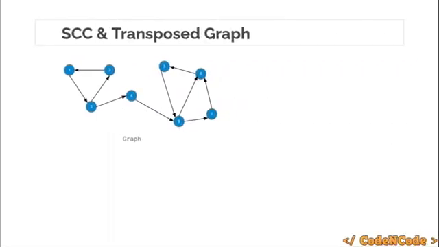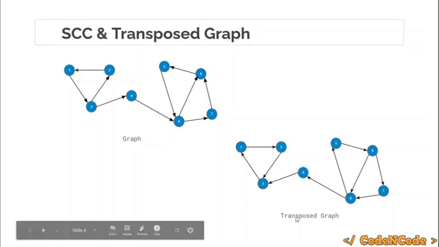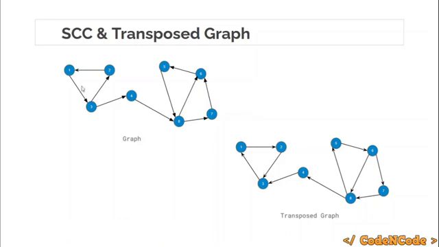Now, strongly connected components and the transposed graph. You might already know what a transposed graph is. Assume this is the original given directed graph. The transposed graph is the graph where the vertex set is the same, only the edges are reversed. So if in the original graph there was an edge from 2 to 1, then in the transposed graph the edge would be from 1 to 2. This is a simple concept, right?